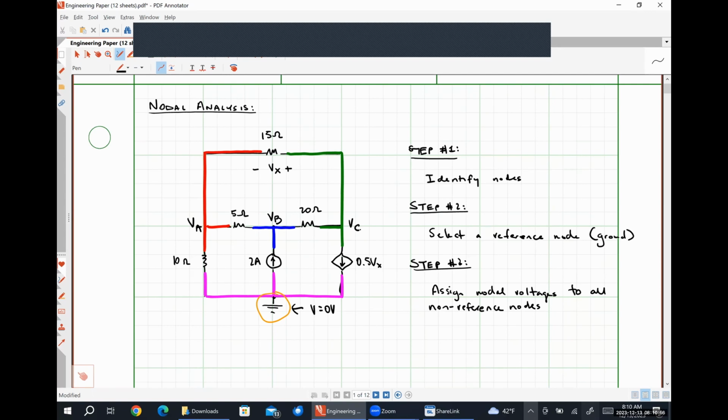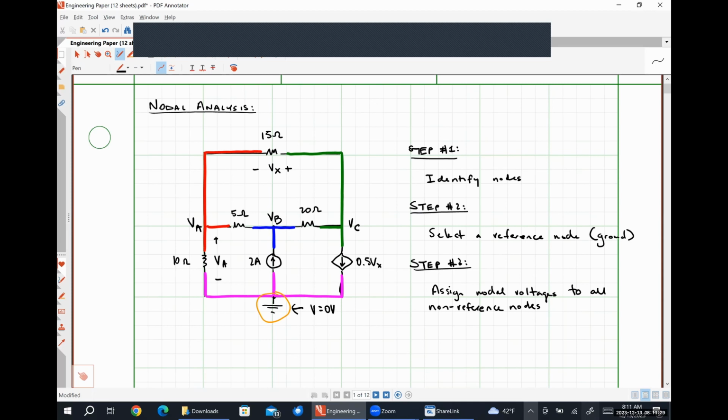So what I'm saying is that the voltage at node A with respect to ground is voltage VA, the voltage at node B with respect to ground is VB, and the voltage at node C with respect to ground is VC. So VA is literally the exact same thing as this voltage drop across the 10 ohm resistor, where the positive polarity terminal is at node A and the negative polarity terminal is at ground.